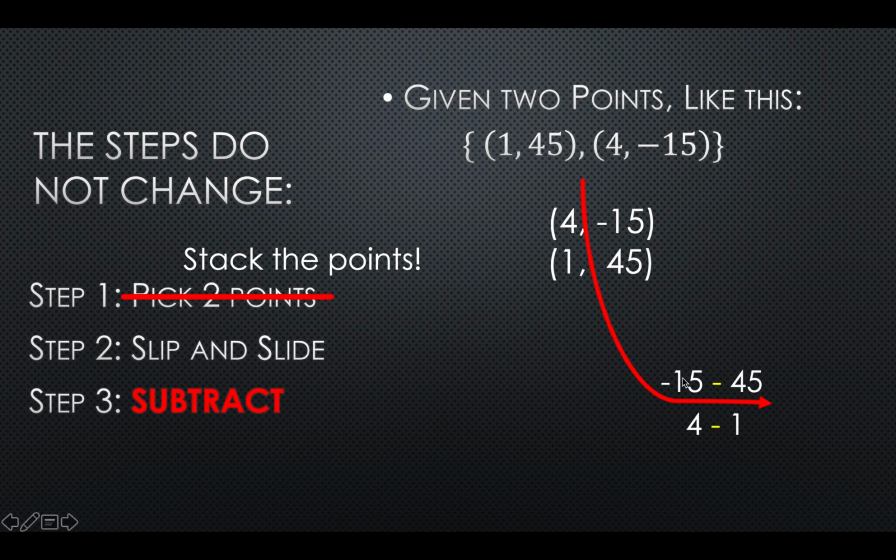Do not lose anything. So remember the 15 is negative and we're subtracting. And then you actually put it into the Desmos calculator. So we're going to have negative 15 minus 45 and then 4 minus 1. And you should get, drum roll please, negative 20.